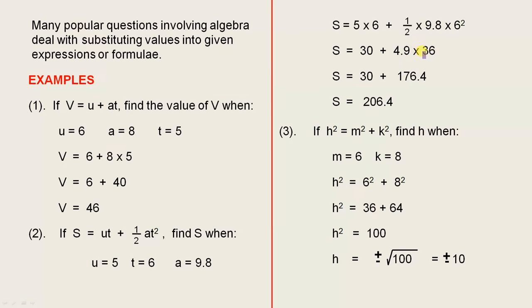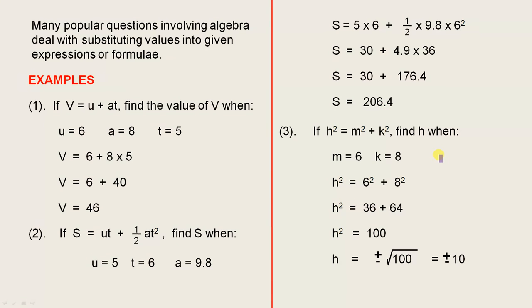Now we have to do the multiplication first. So that gives us 176.4. That's 30. When you add those two together, you get 206.4.